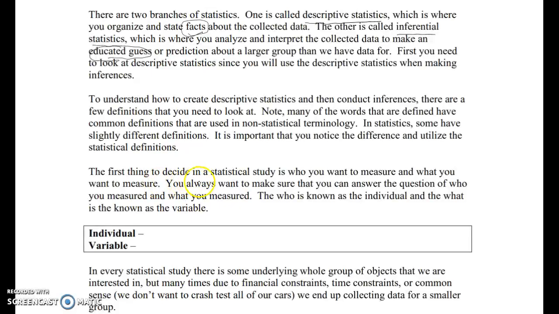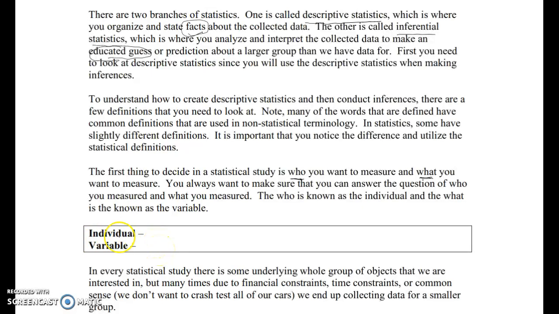So the first thing to decide in a statistical study is who you want to measure and what you want to measure on those objects. You always want to make sure that you can answer the question of who you measured and what you measured. The who is known as the individual, and the what is known as the variable. So here come two more important definitions that we are going to use throughout the course.